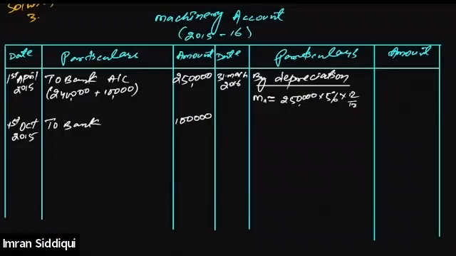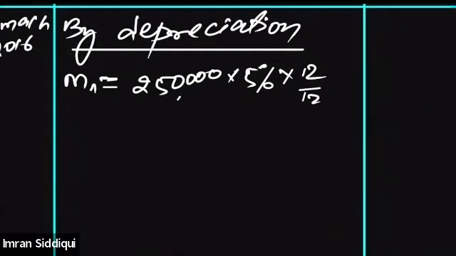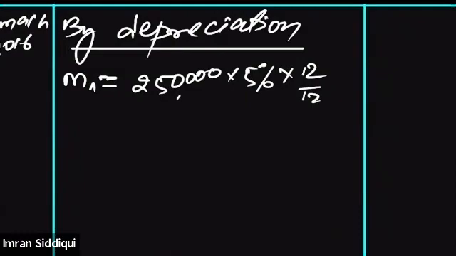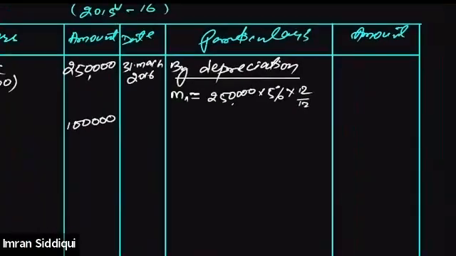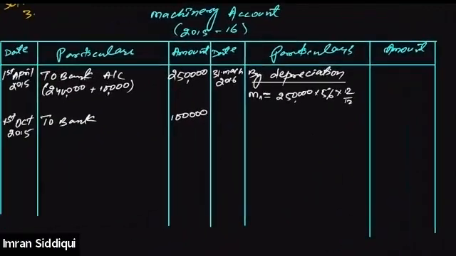All right, is it clear, everybody? Is this clear, yes or no? This is the formula that we need to apply to calculate depreciation on the machinery one, first machine. M1 equals 2,50,000 into 5% into 12 by 12. That means for the entire year.